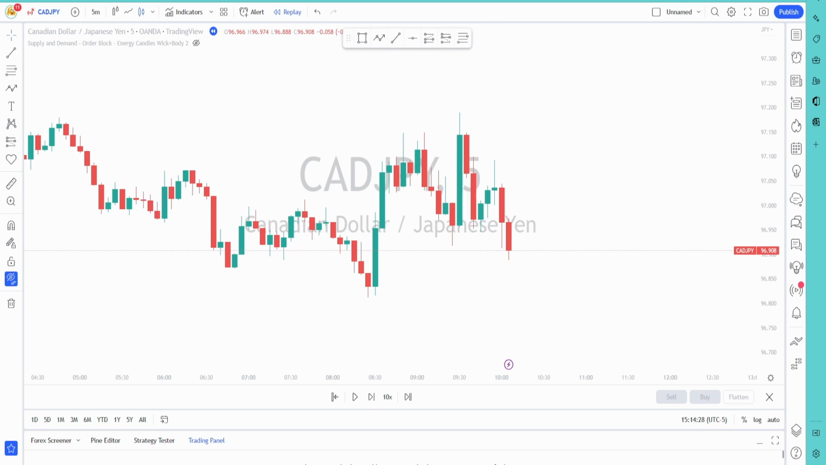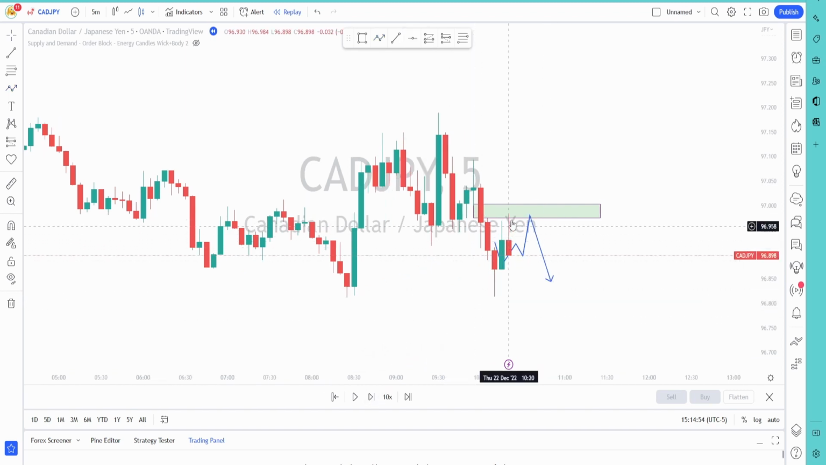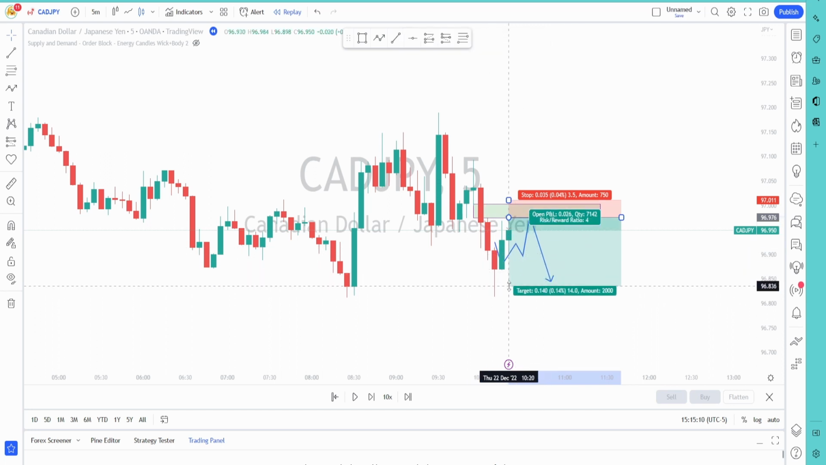Okay, we're looking at CAD JPY here. Price came down, broke structure. Up above here, you can see a voided area. What you want to see now is you would like to see price come up to this area, and then you would be targeting the low here. Price comes up. As soon as it comes up, you're entering in on the trade. Stop loss where you choose, but we'll put it just above the void for this example and target the low here.